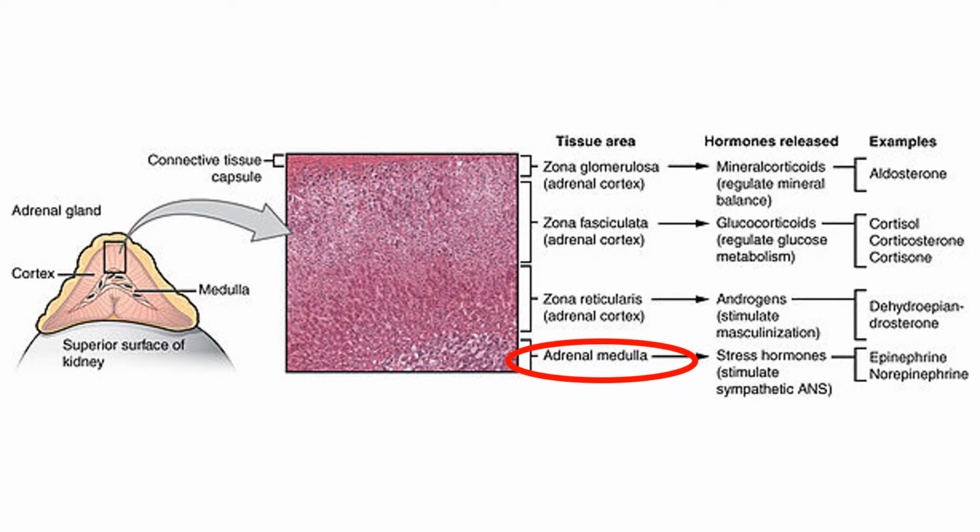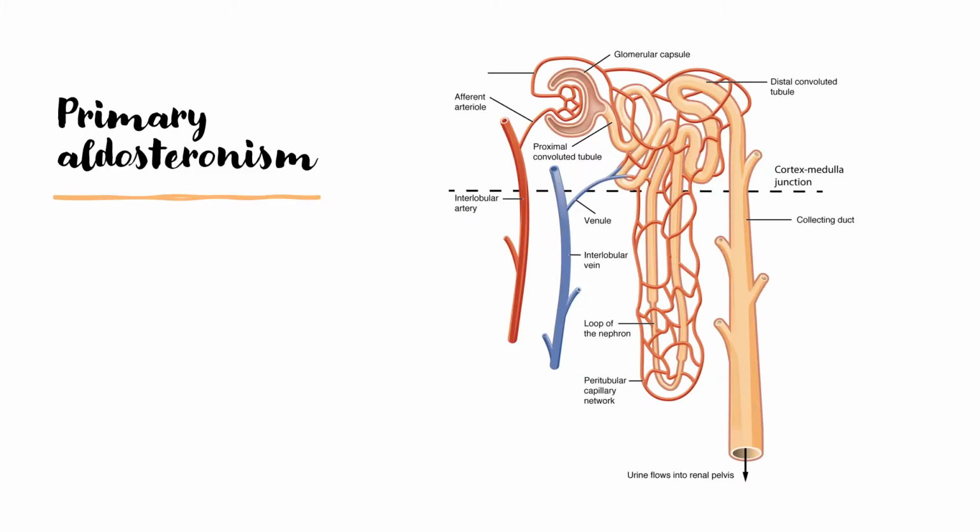So in hyperaldosteronism, there's a raise in aldosterone. So remember, this is made by the zona glomerulosa. In Phaeochromocytomas, there's a lot of catecholamines being made, for instance, adrenaline. Let's look at primary aldosteronism first, which is where there is an excessive aldosterone production, which is independent of the renin-angiotensin system.